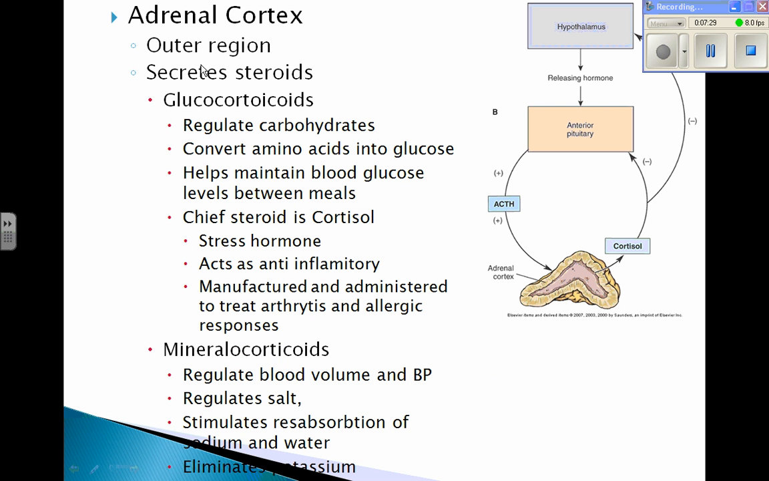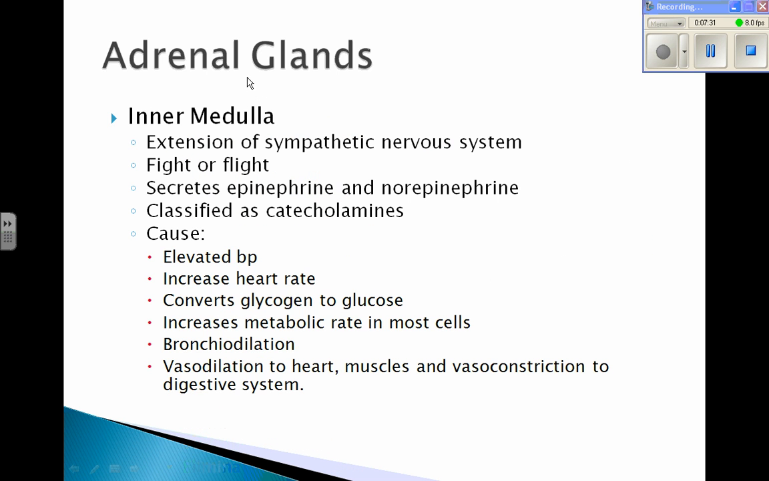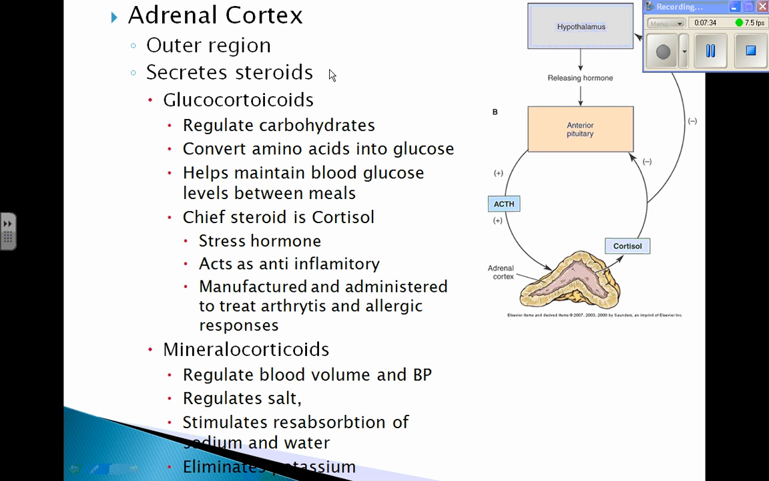The adrenal cortex is the outer region, as opposed to the adrenal medulla inside. It secretes steroidal hormones, the glucocorticoids and mineralocorticoids. The glucocorticoids regulate carbohydrates, hence their name, glucocorticoids. Converts amino acids into glucose, so in cases of starvation or in cases of undiagnosed type 1 diabetes, they will stimulate the conversion of muscle into sugar.